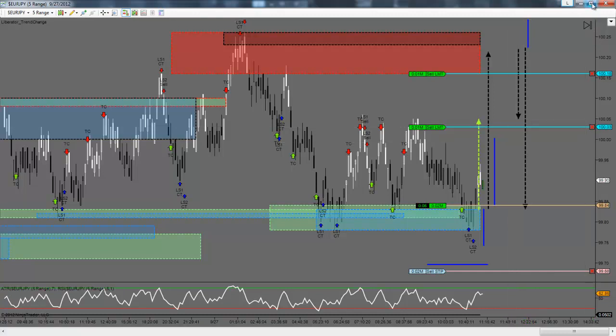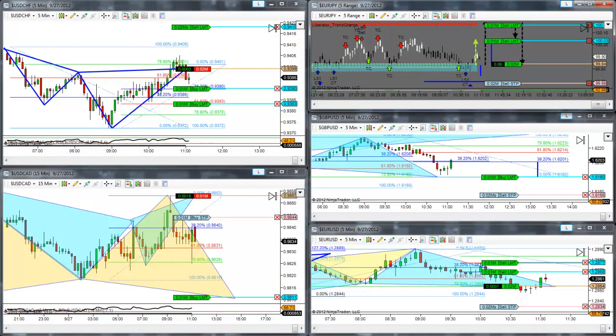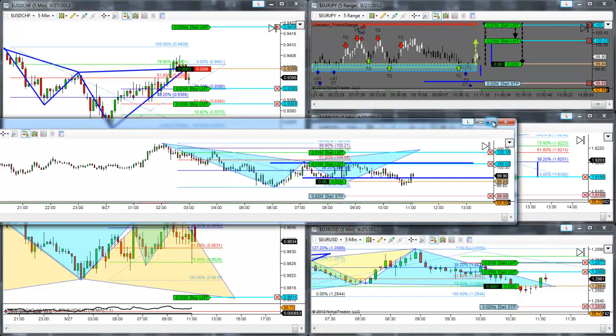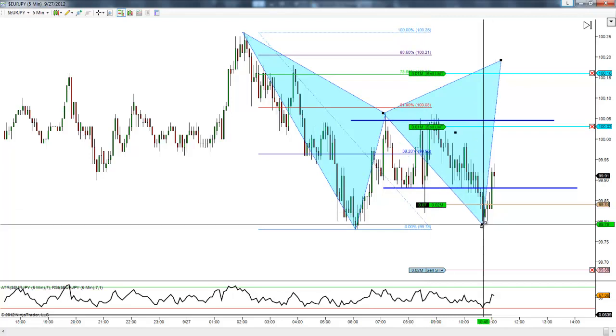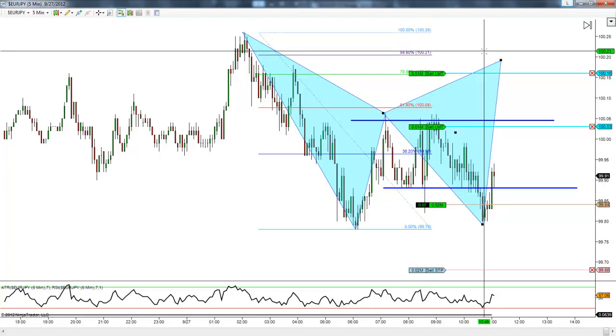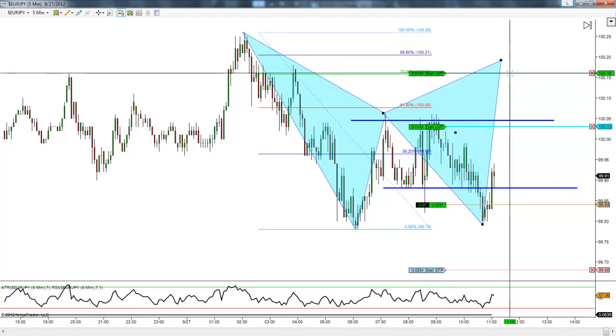Euro yen. Now we were waiting on euro yen. If I bring this over, we're waiting on a bat pattern all day on euro yen. I'm originally from down here. I have to drag this down a little more, but waiting for a bat pattern to complete up near this 886 level. And we never got that.